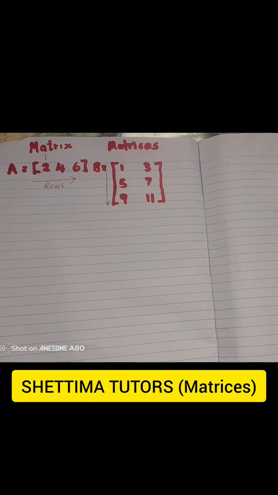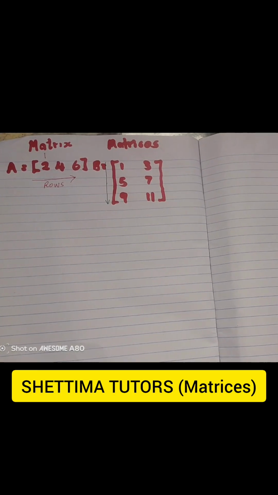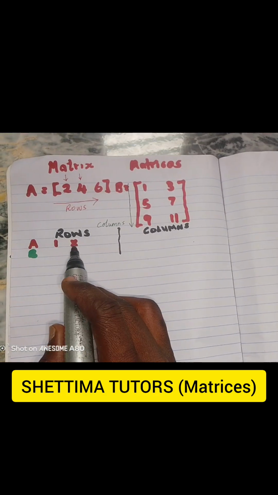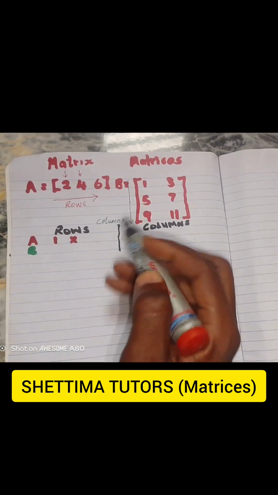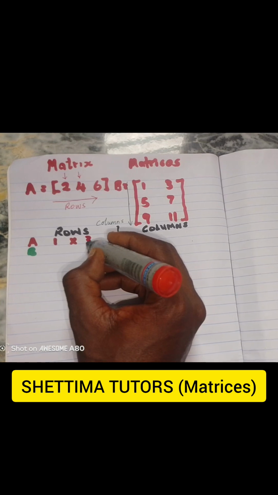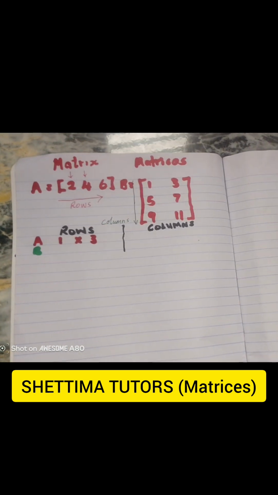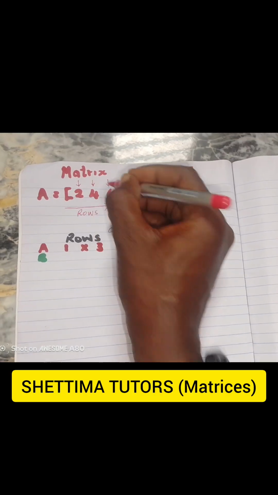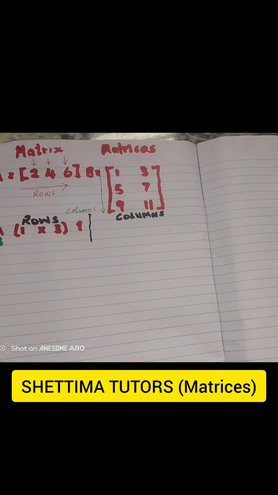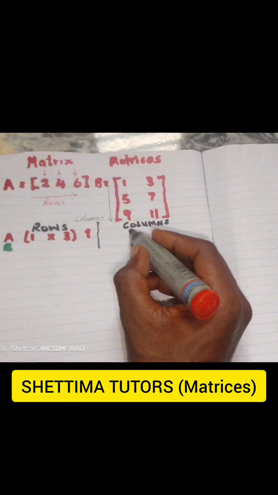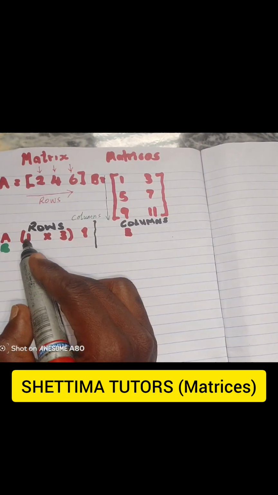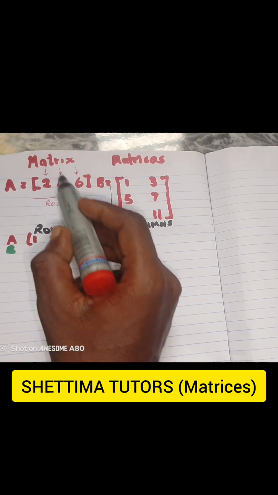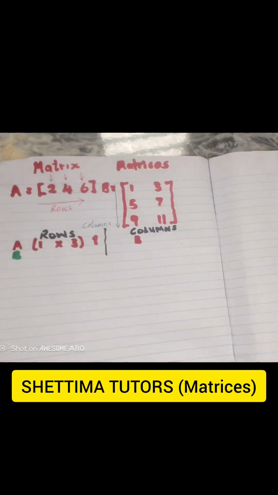In matrices, the rows multiply the column. So we can say A is a 1 by 3 matrix, because it has 1 row and 3 columns. 1 row, 3 columns. 1 row, and 1, 2, 3 columns. How about B?